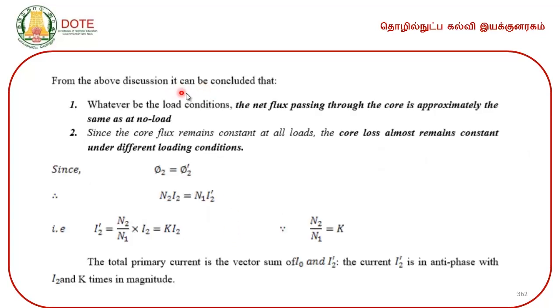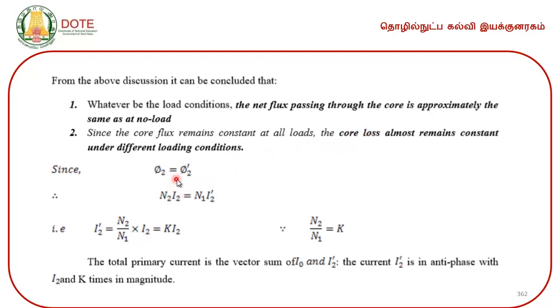From the above discussion, it can be concluded that, number 1, whatever be the load conditions, the net flux passing through the core is approximately the same as at no load. Number 2, since the core flux remains constant at all loads, the core loss almost remains constant under different loading conditions. This is a very important point we should always keep in mind. Irrespective of the load, the core loss always remains the same.